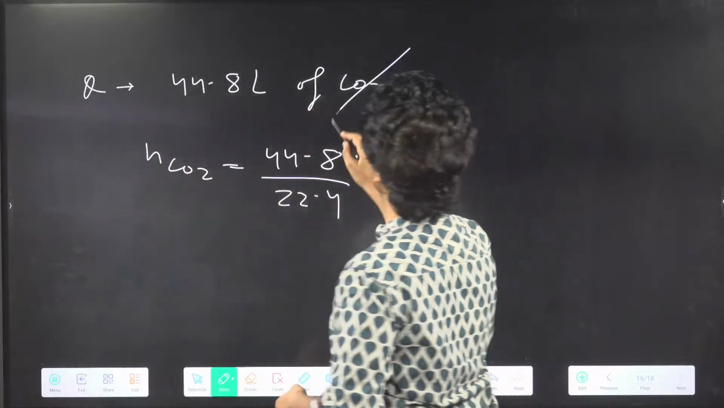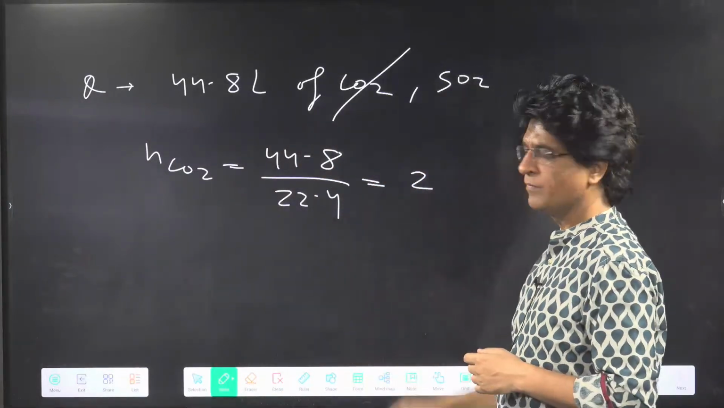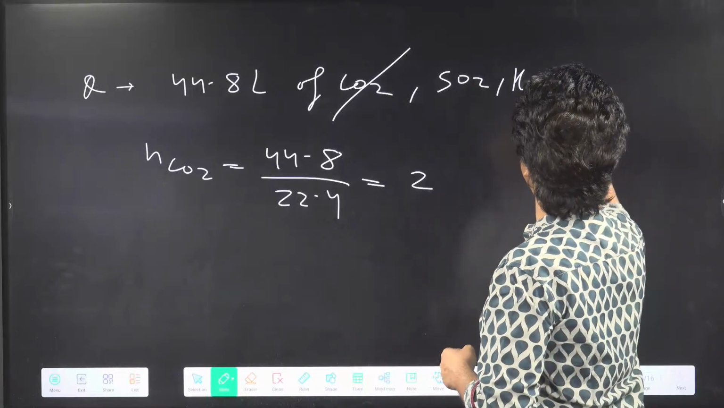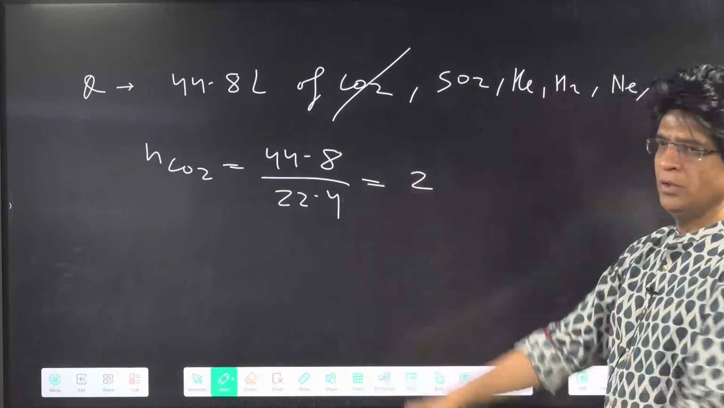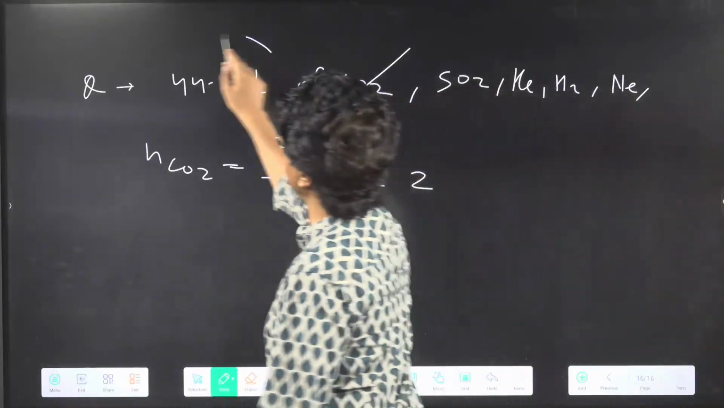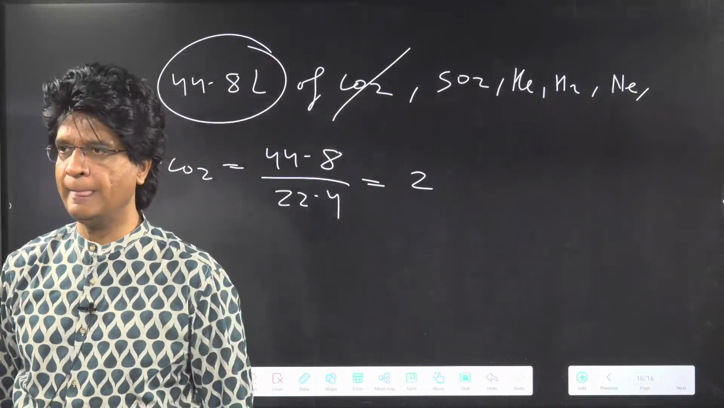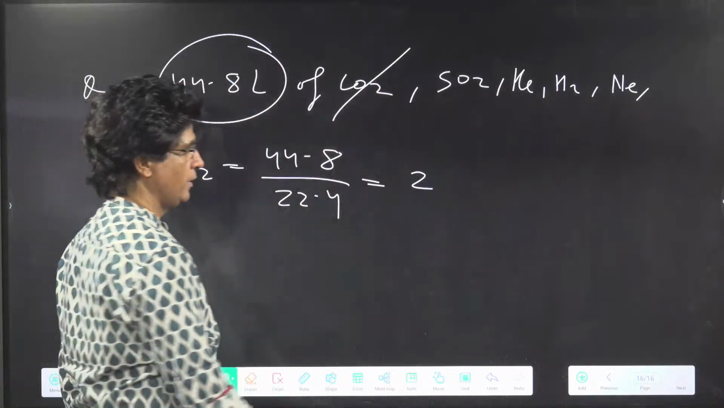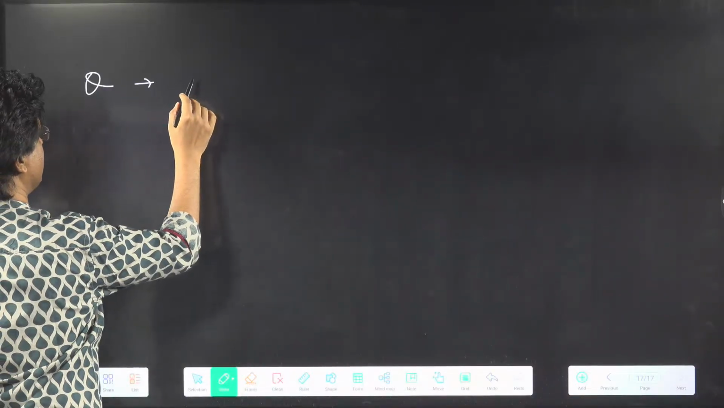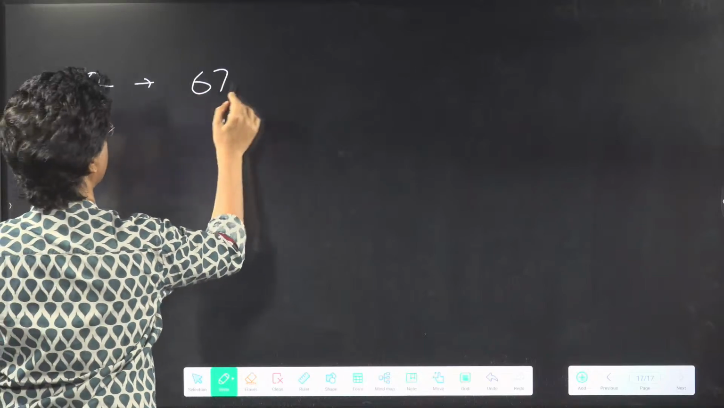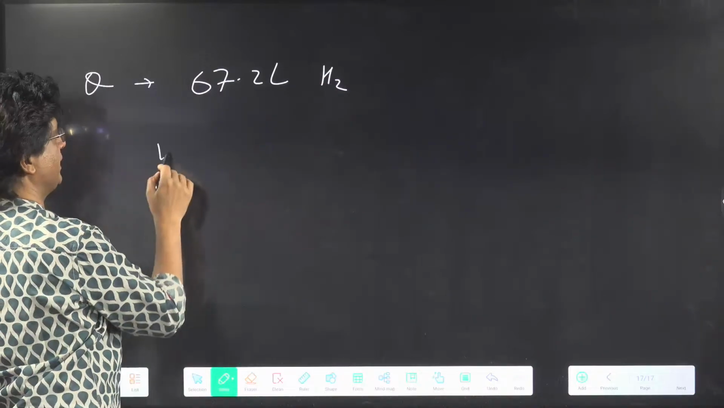Again, in case of CO2, if I put SO2 gas, will it be the same answer? For helium, for hydrogen, for neon, the answer will remain the same. Whichever gas you take, if you take 44.8 liters of any gas, you'll have 2 moles as the answer. Chalo, tell me one thing. If I take 67.2 liters of hydrogen at STP, find the number of moles.